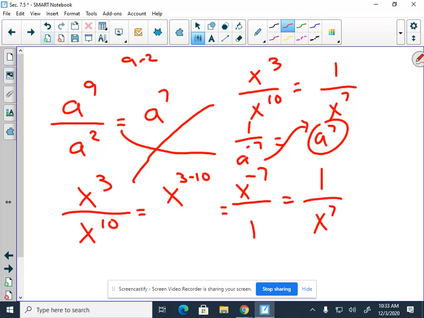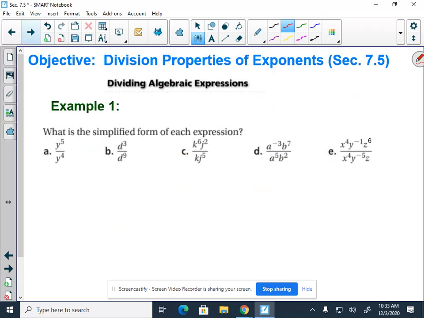Okay? So, going into the examples, here we have 5 of them on the top. Divided by that, we would have y to the 5 minus 4, or y to the 1. But the simplest way we can write it is just y. That would be y on the top, y to the first power.